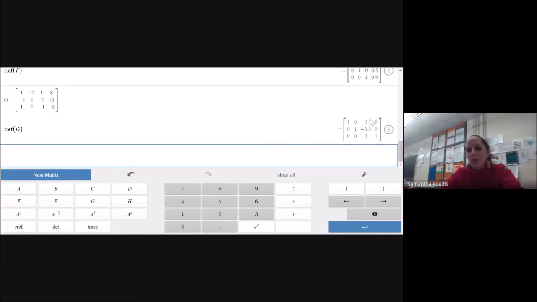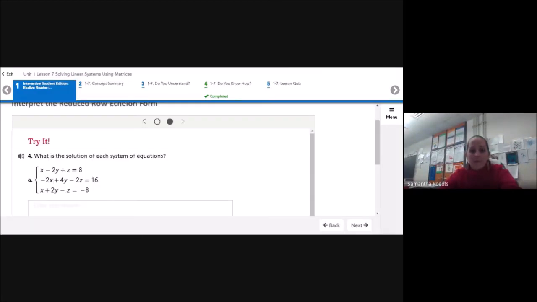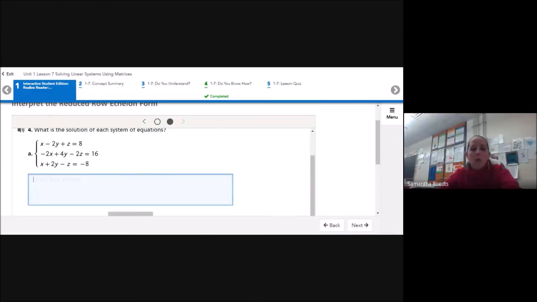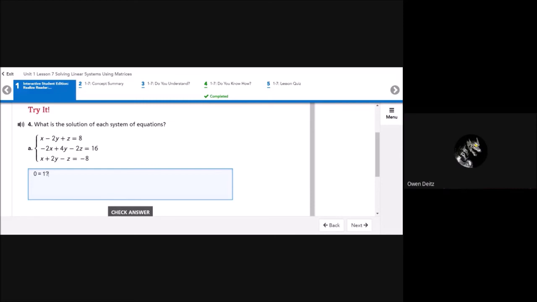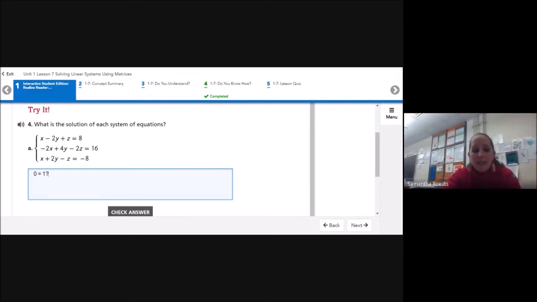So if we look at my reduced row echelon form for this matrix, I have x is 0, y is 1, 1y minus 0.5z equals 0, and then 0 equals 1. Well, can 0 ever equal 1? No. So that means there are no solutions.